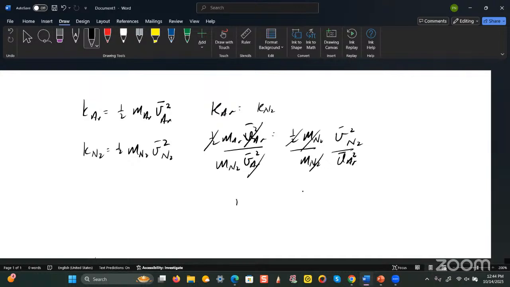So you're going to end up with the mass of the argon atom divided by the mass of the nitrogen molecule will be equal to the mean squared average of the nitrogen molecules divided by the mean squared average of the argon atoms. And all we have to do is consult the periodic table to look up the molar masses of argon and nitrogen. So argon has a molar mass of 39.95 AMU, and the molar mass of nitrogen would be 2 times 14.1, which would be 28.02 AMU.